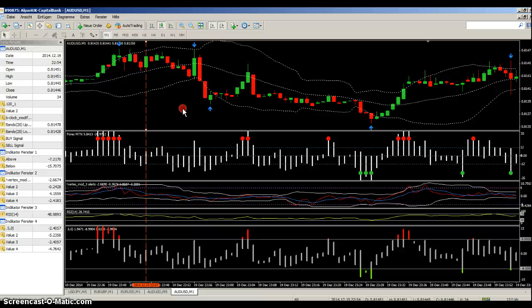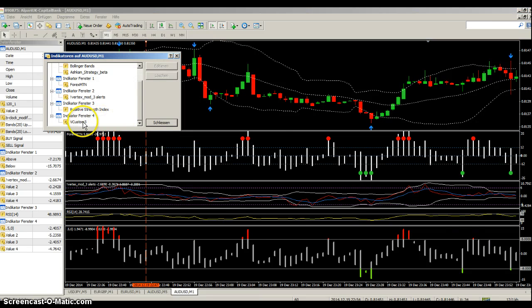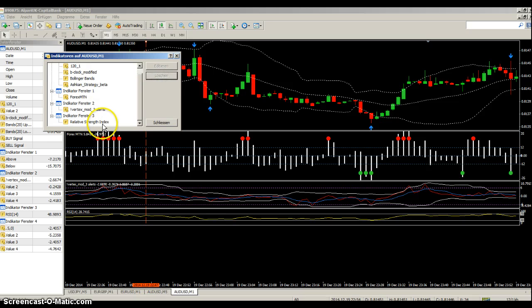Good. So now I can delete the value chart. We don't need it for the purpose of showing the indicator. I will leave the other indicators on.